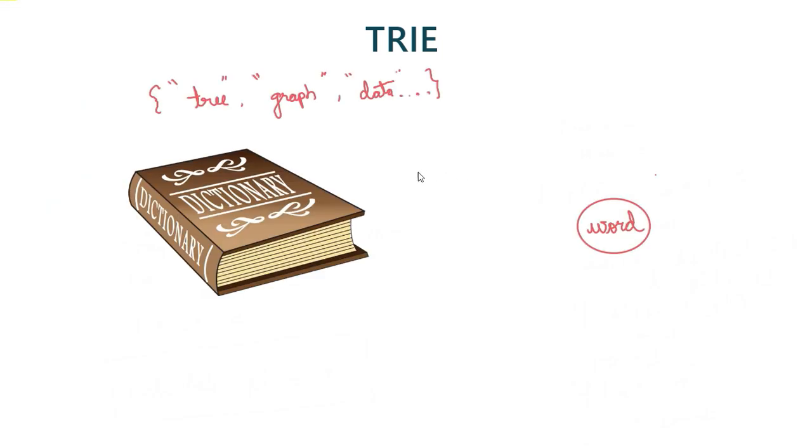In this video, we will be discussing a data structure called tries. I will be discussing how a trie works and what the pseudocode for a trie looks like. Let's say I have a dictionary which consists of some set of words like tree, graph, data, etc. I will need to find whether a word given to us exists in this dictionary or not.